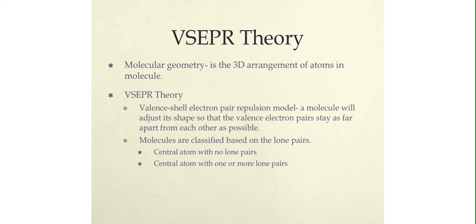What this is saying is that a molecule will adjust its shape so that the valence electron pairs stay as far apart from each other as possible. And hopefully you're listening to this and thinking, yes, that makes sense. Why would that make sense?